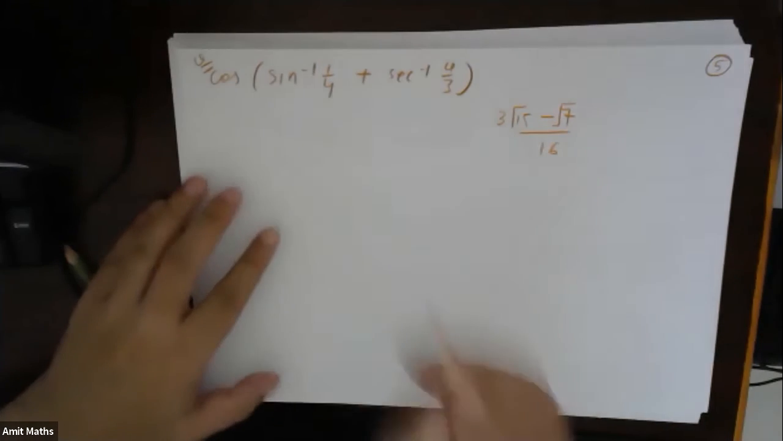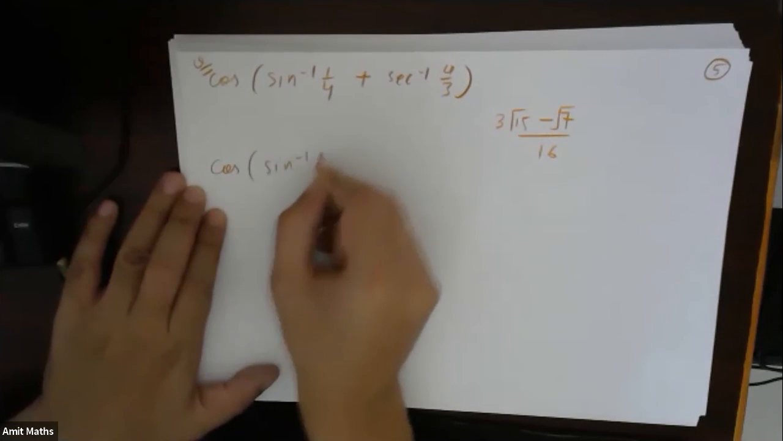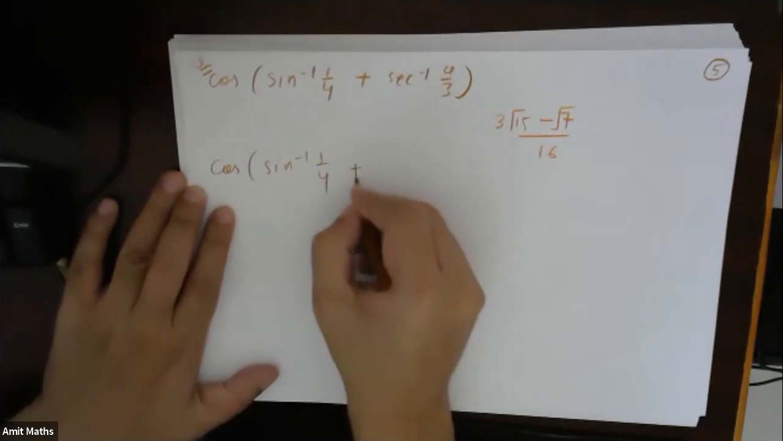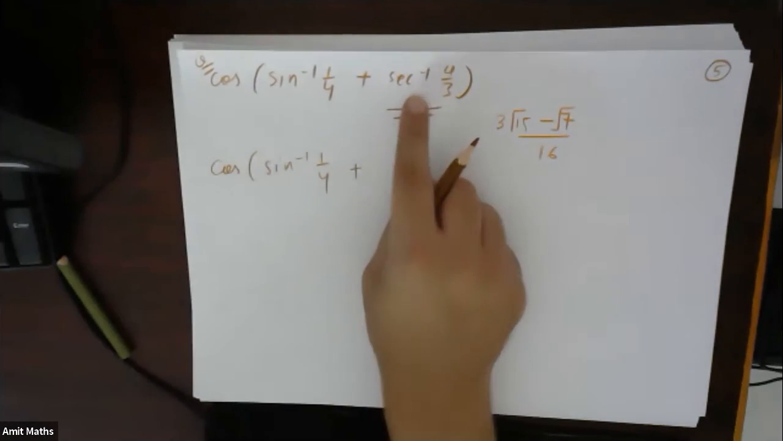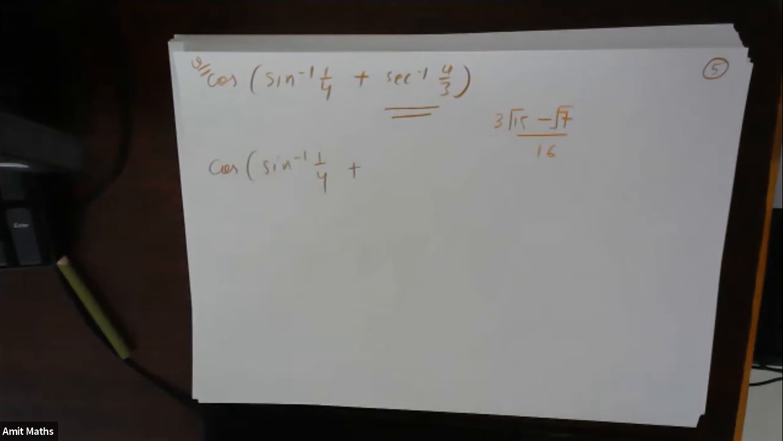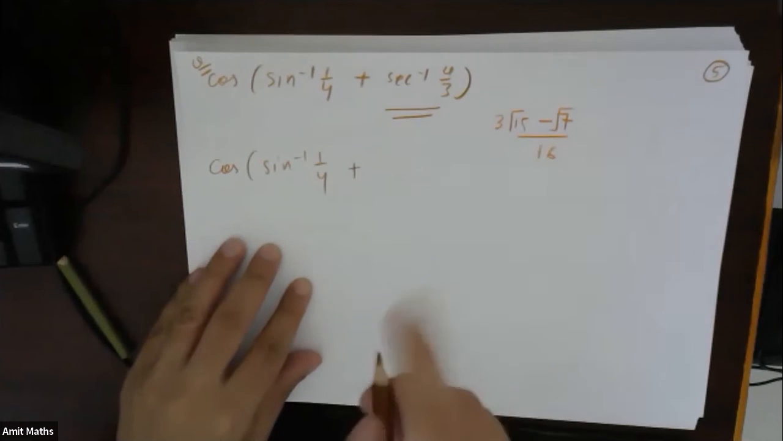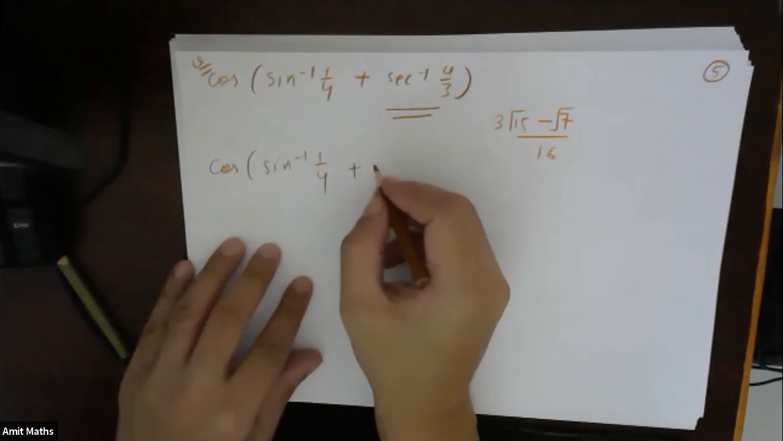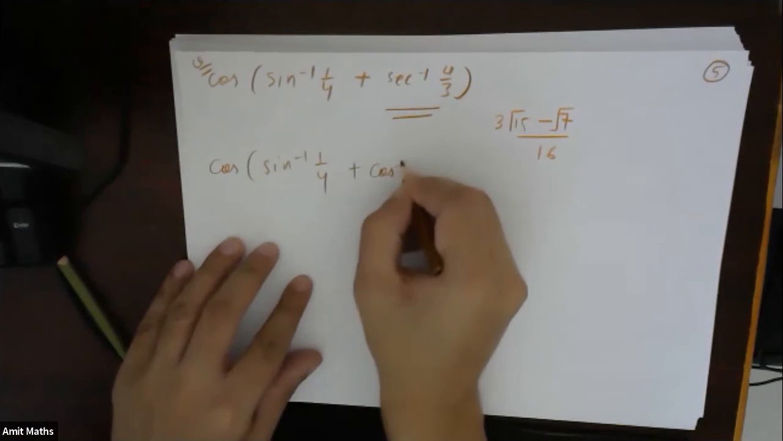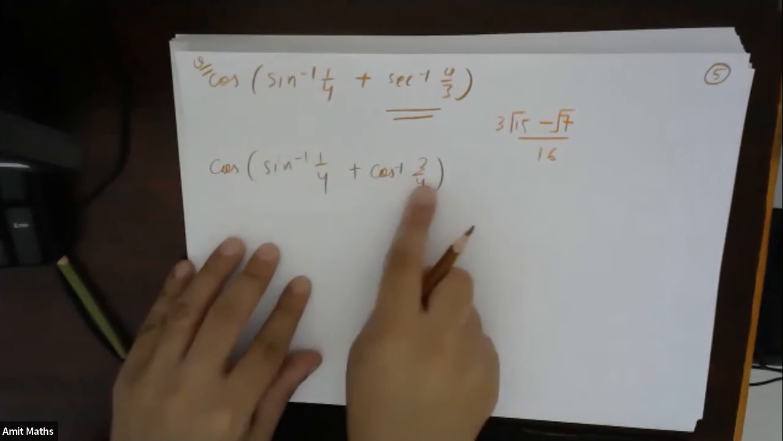Very simple. See, cos of sine inverse of 1 by 4 we have, plus sec inverse of 4 by 3. This is in sec. If somehow I write this in terms of cos, which property can I use? I can use cos inverse of 1 by x is equal to sec inverse of x for the specified domain. So this I can write as cos inverse of 3 by 4. I can write sine inverse of 1 by 4 plus cos inverse of 3 by 4.